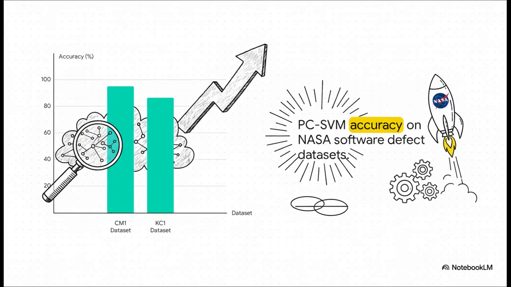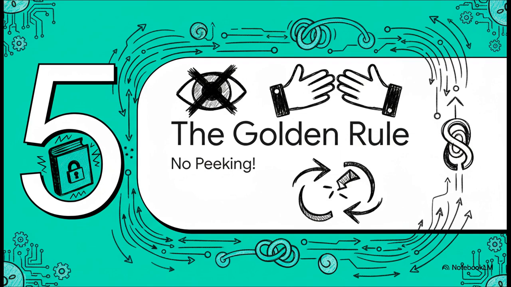And this isn't just a nice idea in theory. The results absolutely speak for themselves. A 2021 study put this PCA-SVM hybrid model to the test on the really complex task of predicting software bugs. And just look at the accuracy scores on these two NASA datasets. They are incredibly strong, even hitting over 95% on the CM1 dataset. That's fantastic.